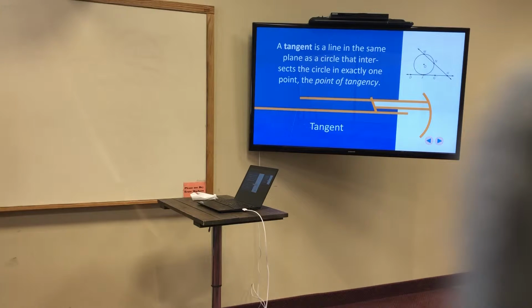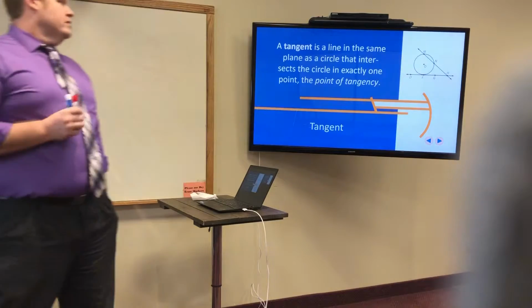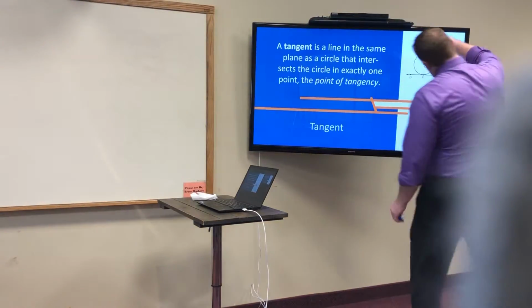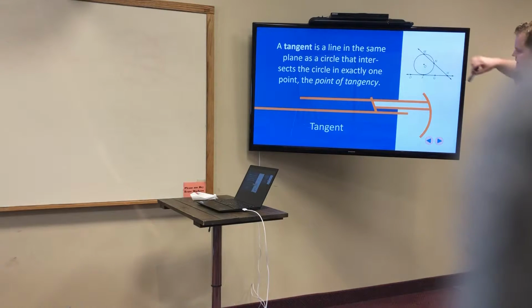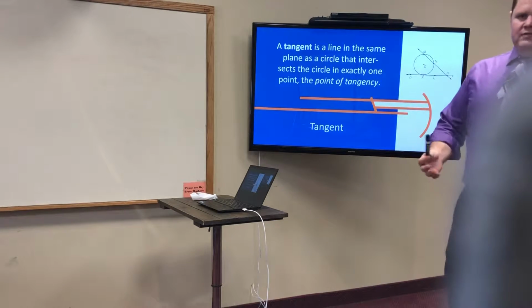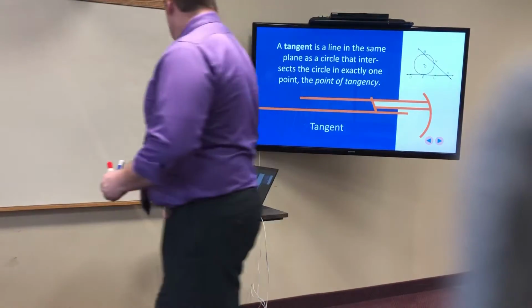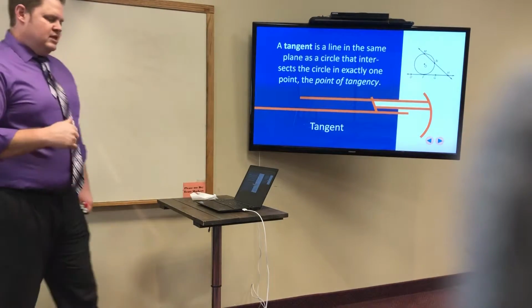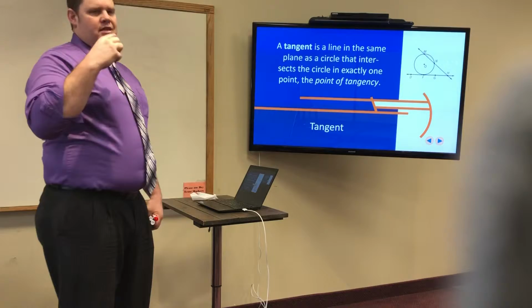A tangent line is a line in the same plane as a circle that intersects the circle exactly one time. Notice this one would not be a tangent line, this one would be. Our tangent line is DFG, and that's our line. Where does it intersect? At point F, that would be our point of tangency. So how many times does a tangent line touch? One time. Not twice, once. A secant touches twice, a tangent line touches once.